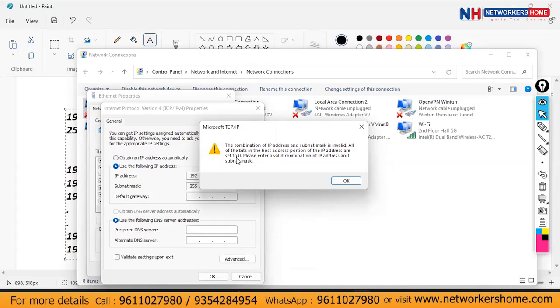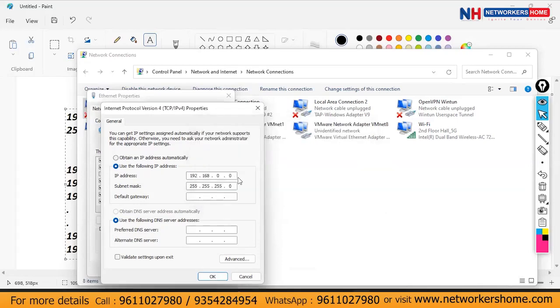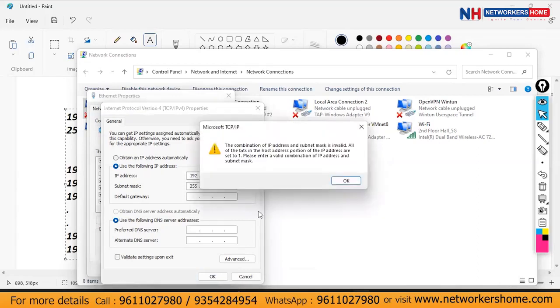The host part is minimum, and that is reserved for the network ID, so we cannot use it. Similarly, if I try to assign 255, this is the last address. This time it is going to say the host part: see, all of the bits in the host portion of the IP address are set to 1. And when all bits are 1, meaning the maximum value of the host part, that is reserved for your broadcast address.